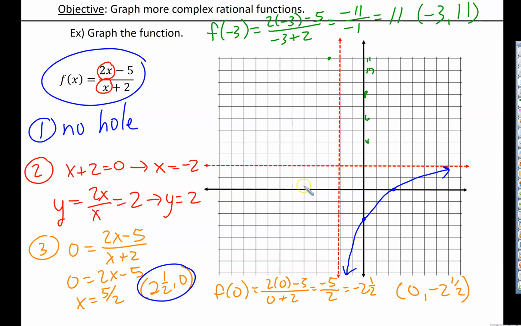I'm going to try -5 or -6. They're a little bit further out. They're probably going to move down a point, because remember this curve is going to come down. So let's try -5 and see what happens. That's going to give me (2 times -5 minus 5) over (-5 plus 2). That's -15 over -3, which is +5. So that gives me the point (-5, 5).